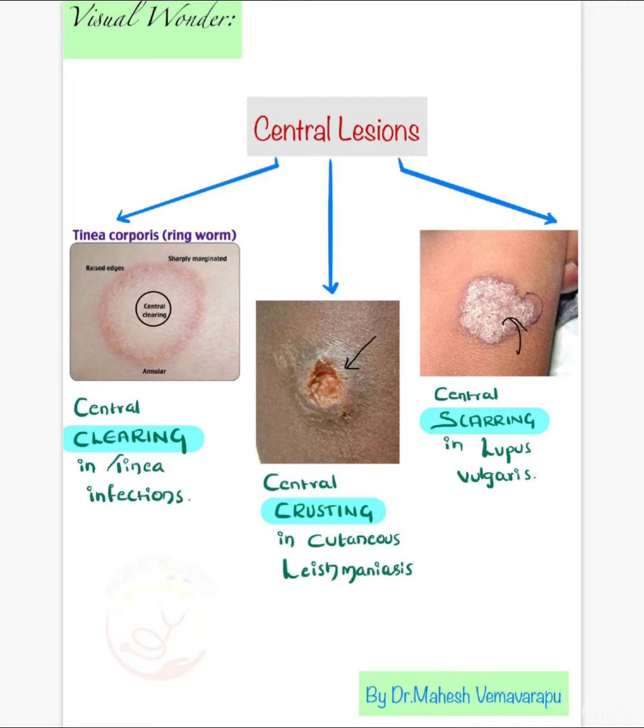This central clearing is seen in your tinea infection. This central crusting is seen in your cutaneous leishmaniasis, the crusting reaction. And this scarring is seen in your lupus vulgaris, that is scarring.